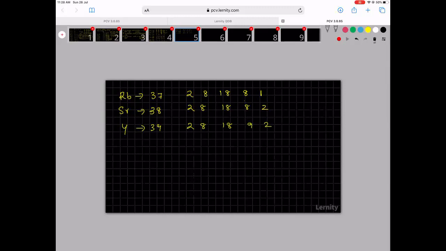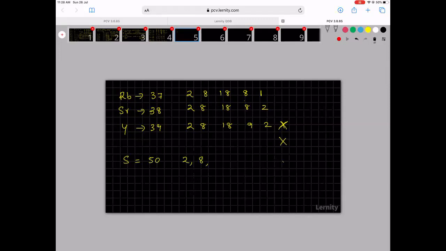Okay, so it is 2, 8, 18, 9, and 2. This also I can't say just like that. There are other rules which have to be followed, which were not told by Bohr. So for these kinds of elements, Bohr's structure doesn't work well. But for tin, which is atomic number 50, it works beautifully.